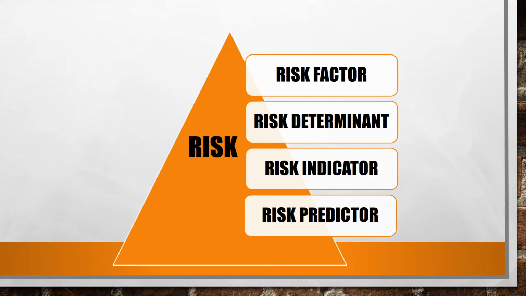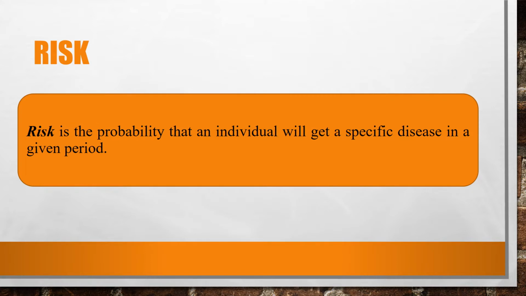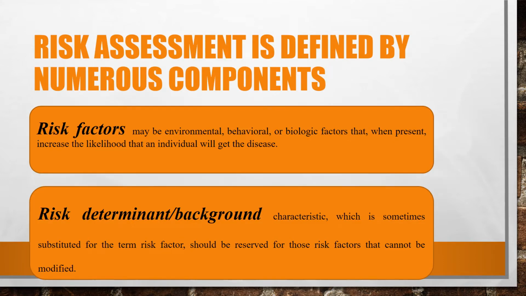So we are moving on to the various risk elements: risk factor, risk determinant, risk indicator, and risk predictor. Risk, as we said before, is the probability that an individual will get a specific disease in a given period. So what are the risk elements?